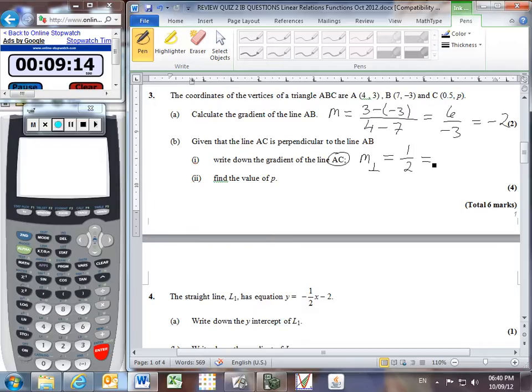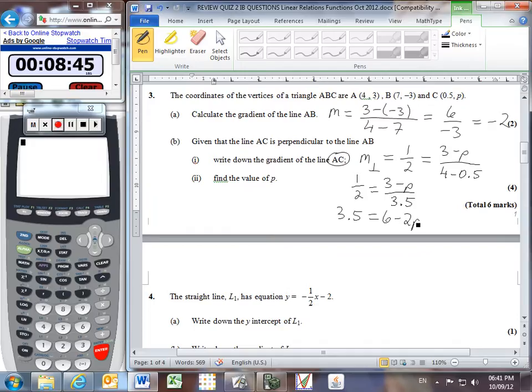And so that slope must be equal to the change in y between A and C divided by the change in x, which is 4 minus 0.5. Let's simplify this a little bit. This means that 1/2 equals 3 minus p over 3.5, and we'll cross multiply. So 3.5 times 1 is 3.5. 2 times 3 is 6, and 2 times negative p is negative 2p.